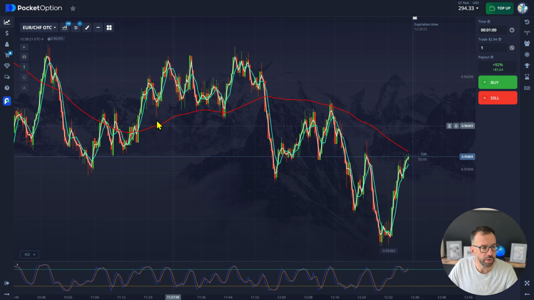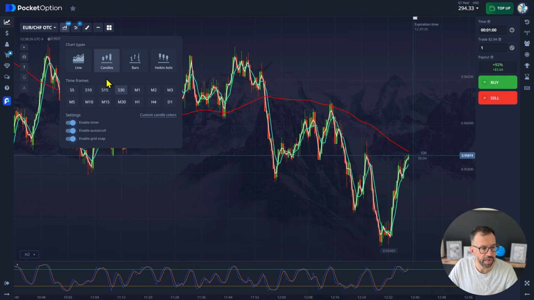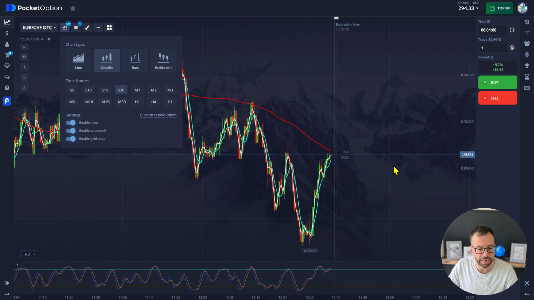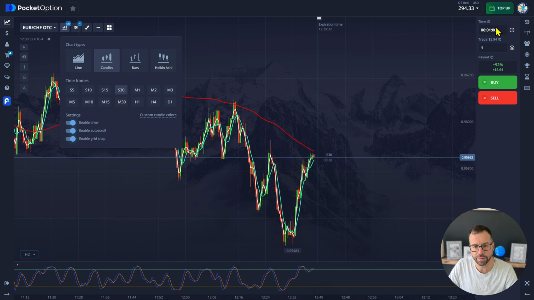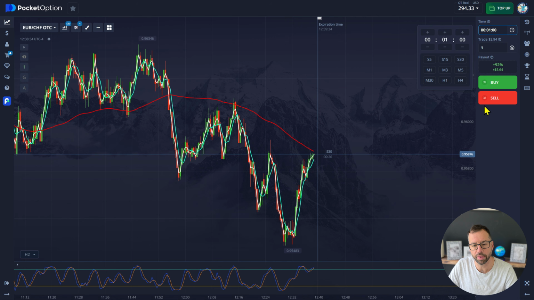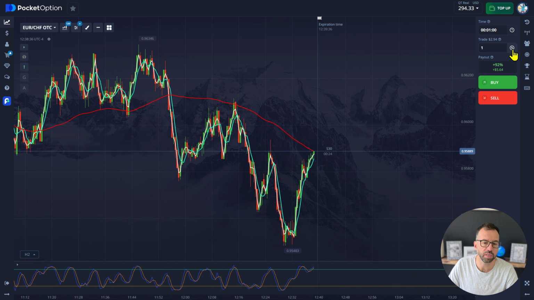When we look at this chart right here, again, OTC pairs, all right, and we are set up with standard candles. These candles are 30-second each, so each candle is a 30-second candle. And then we are going to use a 1-minute expiry, all right? And we want to trade with 1% of our balance, so that's what we're going to do, all right?